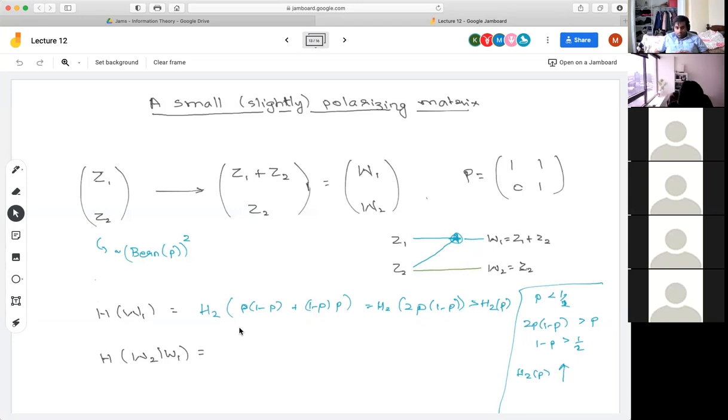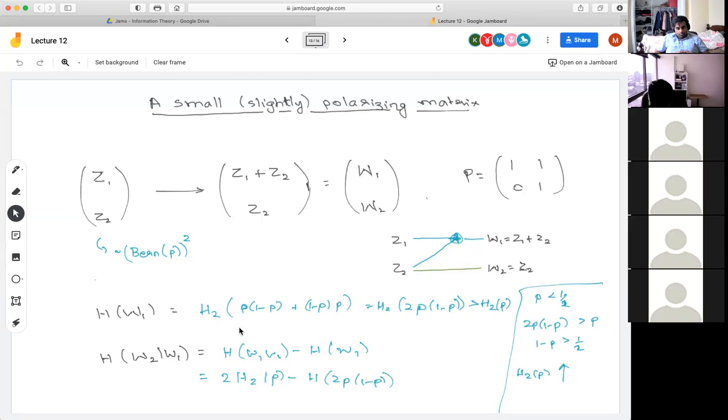And by joint entropy, the entropy of W2 given W1 is the entropy of W1, W2 minus the entropy of W1, which is 2 times the binary entropy of P minus that. So the total entropy remains the same because the matrix is invertible. If I give you both W1, W2, you can find Z1, Z2. So the conditional entropy of the second coordinate conditioned on the first one reduced a bit, and the entropy of the first coordinate increased a bit. And so you at least had this slight polarization: the two coordinates were no longer equal, they went up or down a little bit.